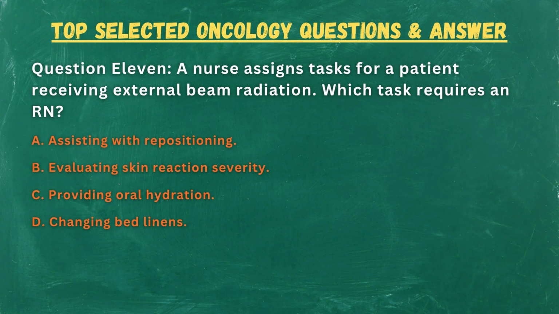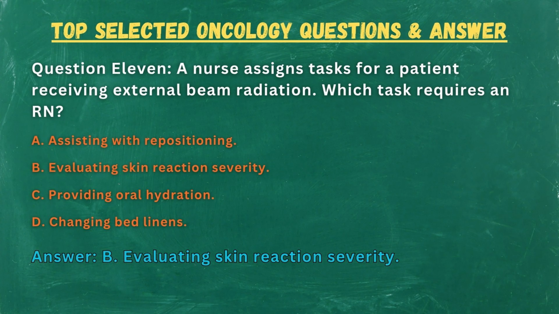Question 11. A nurse assigns tasks for a patient receiving external beam radiation. Which task requires an RN? A. Assisting with repositioning. B. Evaluating skin reaction severity. C. Providing oral hydration. D. Changing bed linens. Answer: B. Evaluating skin reaction severity.